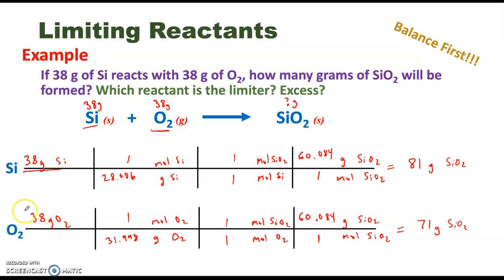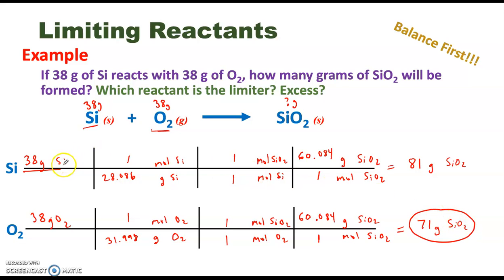Now if I had 38 grams of oxygen and then more than enough silicon for it to react with, this 38 grams is capable of producing 71 grams of silicon dioxide. So now we look at this and we say, okay, my oxygen can only produce 71 grams of silicon dioxide.